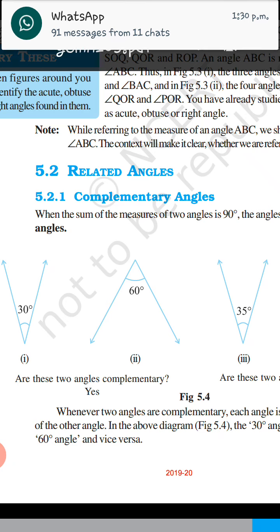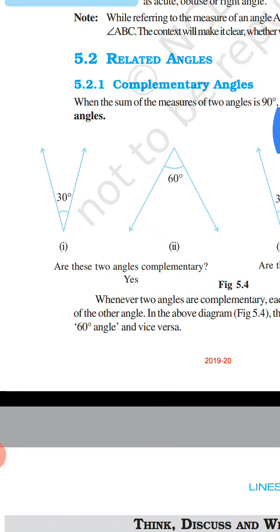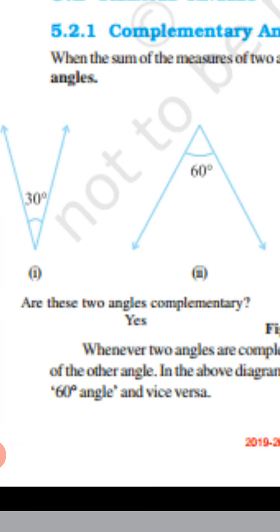Lines and angles. In the previous class I also discussed the linear pair of angles, adjacent angles and vertically opposite angles. Today we have to study complementary angles and supplementary angles. If the sum of two angles is 90 degrees, then each angle is called the complementary angle of the other.